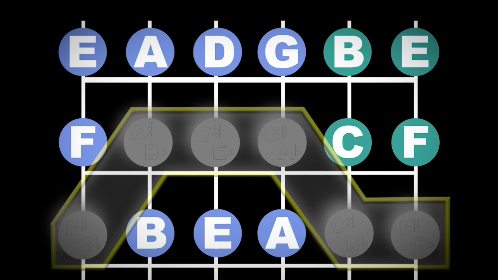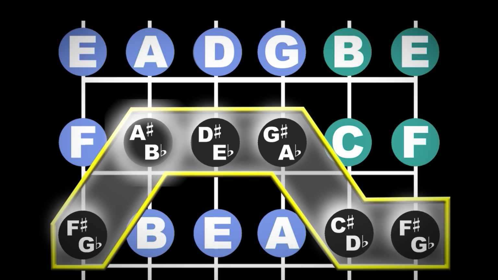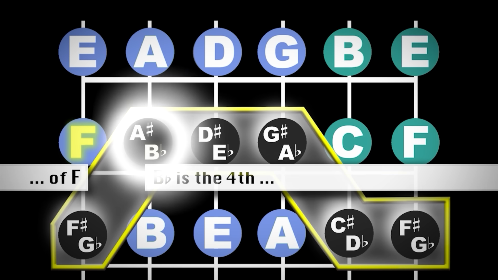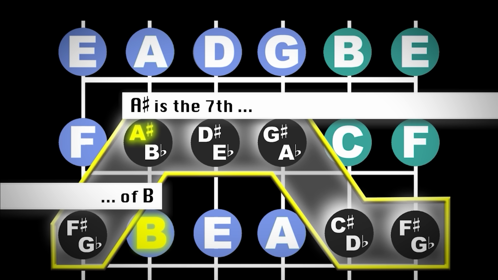All the sharps and flats form patterns of their own on the guitar. How do we know when to call a note sharp or flat? Take the note we could call A sharp or B flat. B flat is the 4th of F, and A sharp is the 7th of B. Context will tell you which is which.